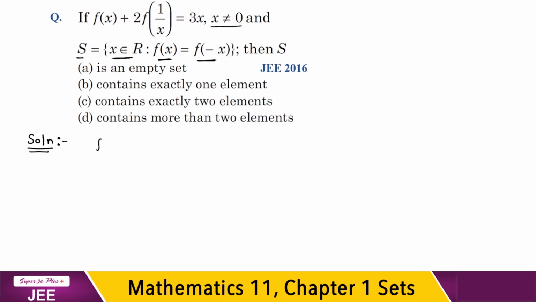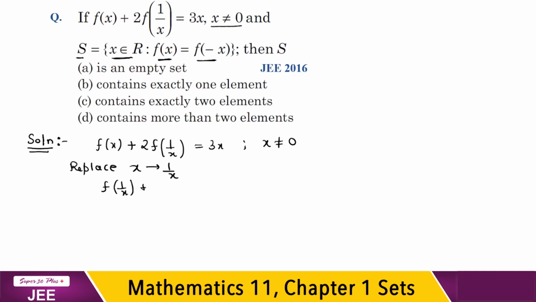So first of all, we have been given a functional relation f(x) plus 2f(1/x) equals 3x, where x is non-zero. So for the determination of function f(x), we will simply replace x by 1/x in the above equation. So we can get f(1/x) plus 2f(x) equals 3/x. Alright, now we are going to multiply this equation. Let us consider this equation number 2 and this is equation number 1.